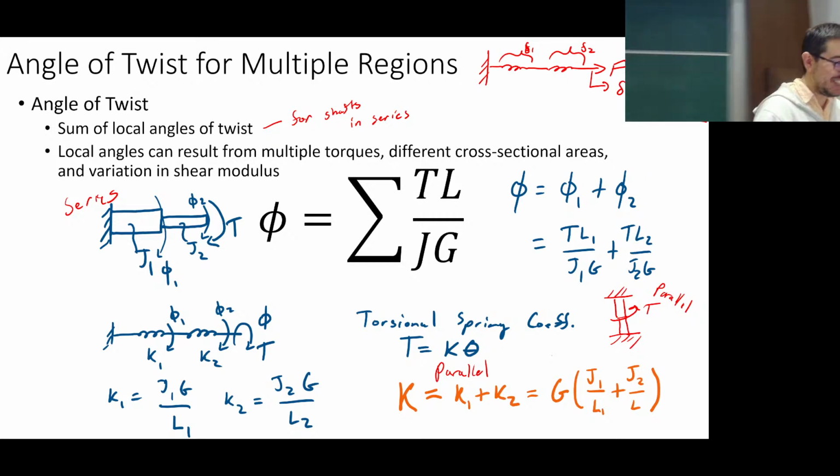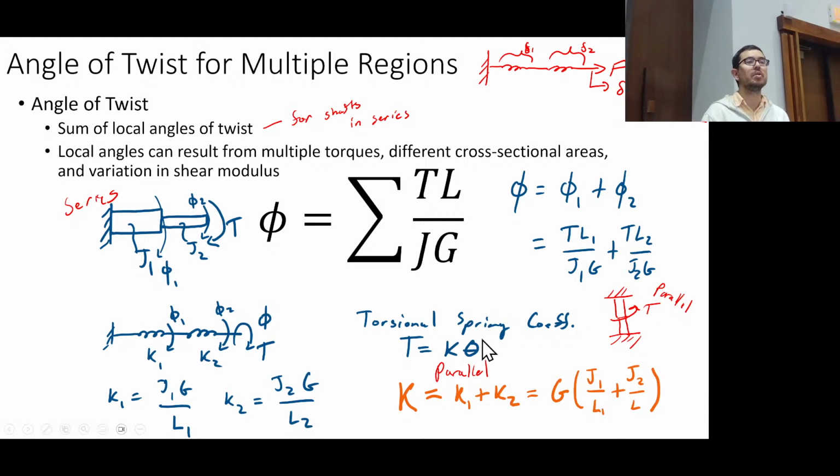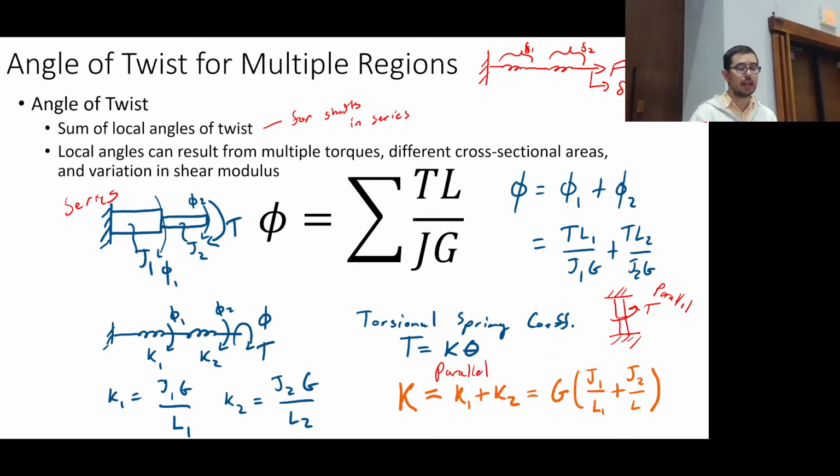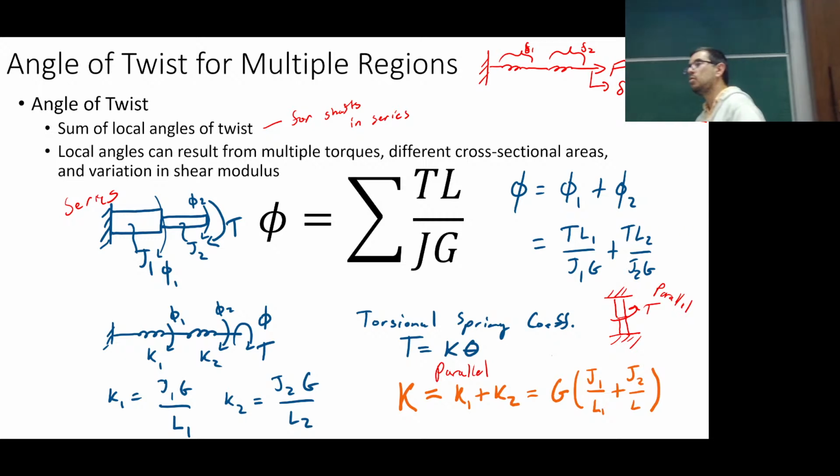Anyway, so now I'm doing the same thing. Sorry, okay? But this is going to be true for either case, right? That we can have a torsional spring constant. Now, what's another way you could draw two shafts in parallel?